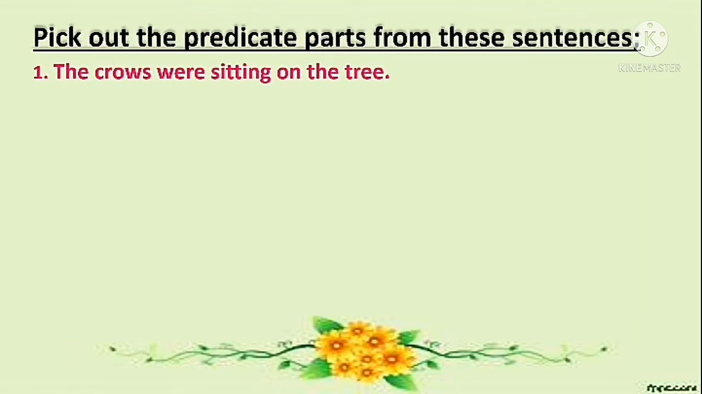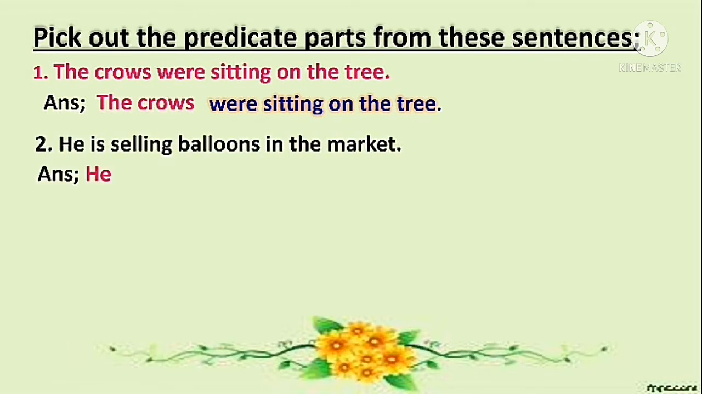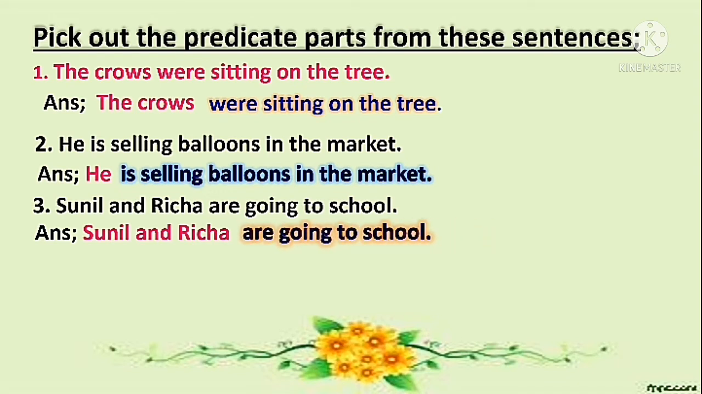The crows were sitting on the tree. The crows is a subject. Were sitting on the tree is a predicate. He is selling balloons in the market. He is a subject. Is selling balloons in the market is a predicate. Sunil and Richa are going to school. Sunil and Richa is subject. Are going to school is predicate.